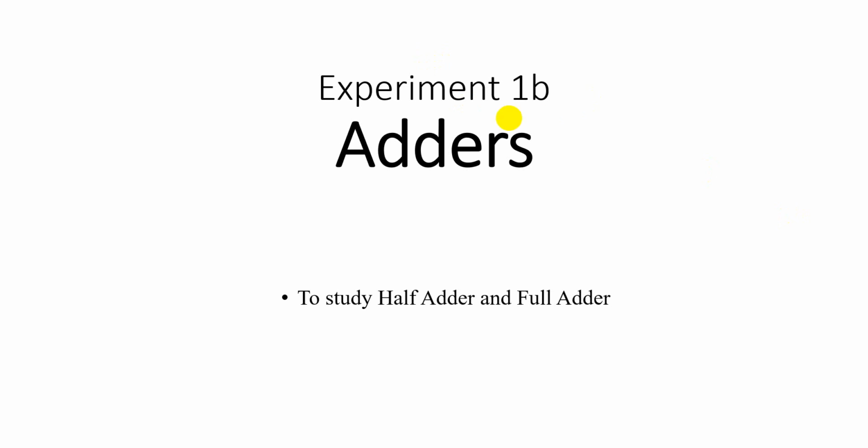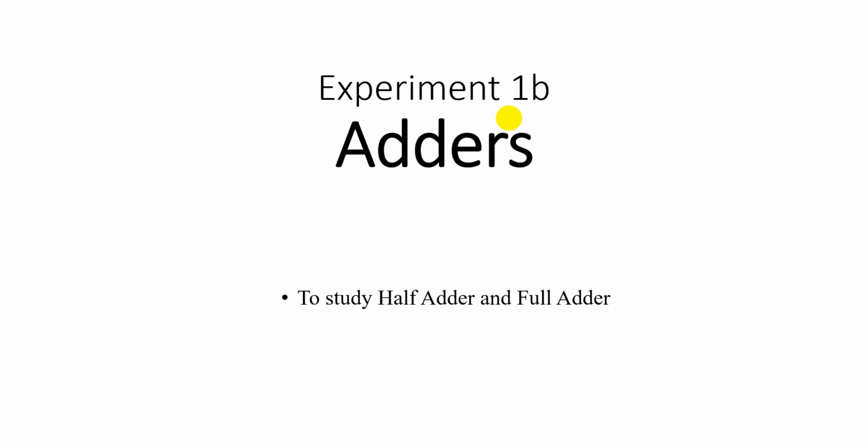So we are going to start with the first experiment of the combination logic circuits here. The basic combination logic circuits are adders, and in particular we are going to study the half adder and full adder. So what is a half adder? A half adder is basically a combination logic circuit which is going to add 2 bits only. Similarly, a full adder is going to add 3 bits.